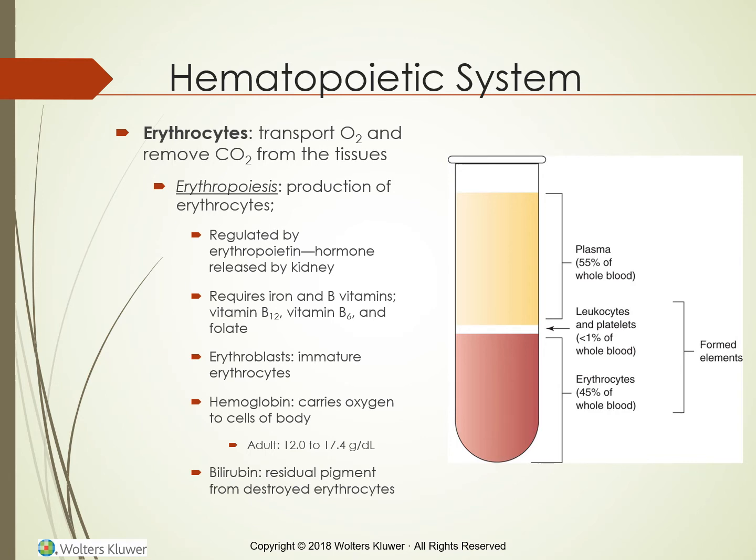Gerontologic considerations. The components of blood change only slightly with age. RBCs become slightly less flexible and fewer in number. Lymphocytes also decrease in number, causing a decreased resistance to infection. Decreased renal perfusion can result in inadequate erythropoietin production, resulting in decreased red blood cell production.